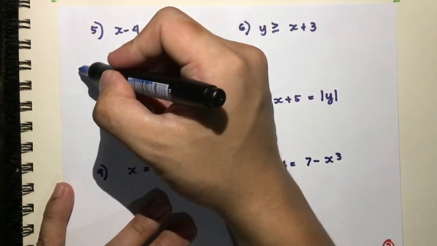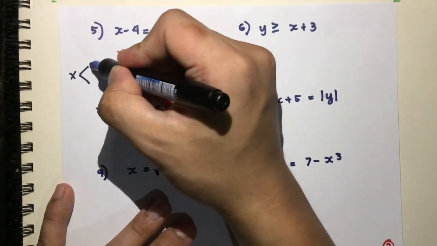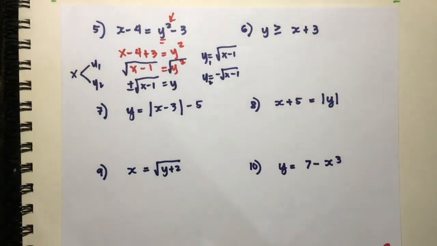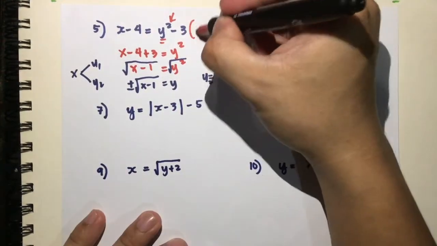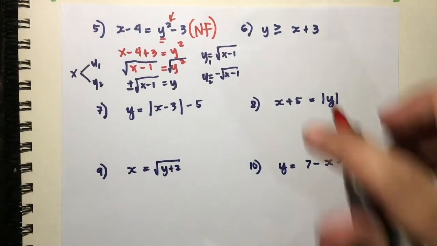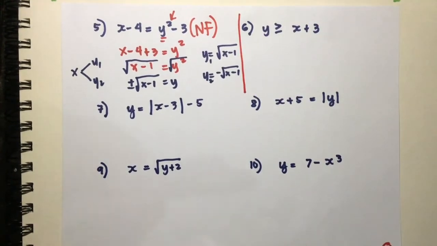Okay? So 1x for 2 different y's. This is one to many, so this is not a function. Okay, now let's have number 6. Number 6 is an inequality.